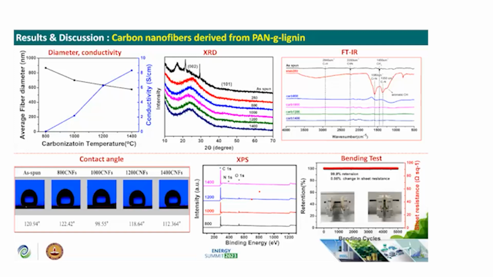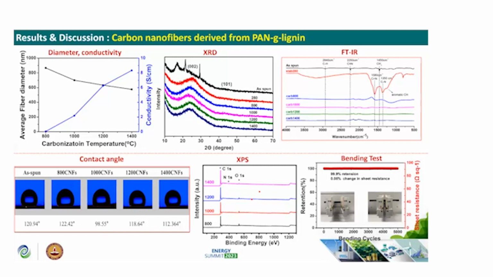For example, the carbonization temperature majorly influences the fiber diameter and conductivity of the fiber. For instance, when increasing the carbonization temperature from 800 to 1400, the diameter of the carbon nanofiber gradually decreased, whereas the conductivity of the carbon nanofiber gradually increased. Further, the material has been characterized by XRD, FTIR, conductivity measurement, and various other techniques.